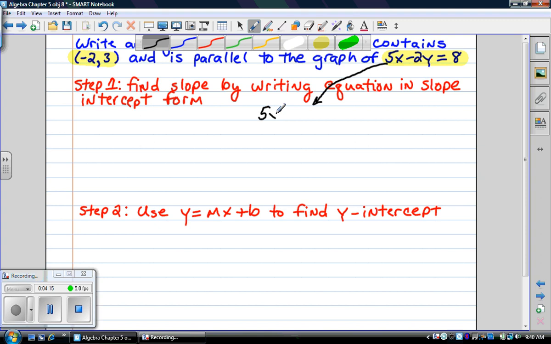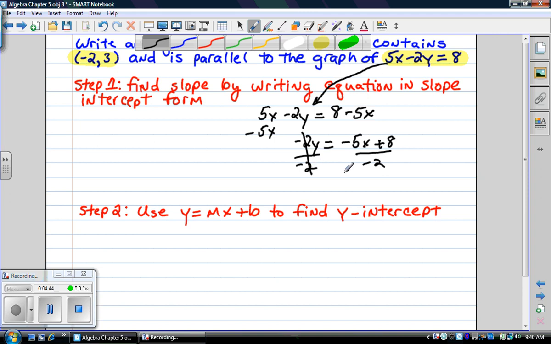So we have 5x minus 2y. That's going to be equal to 8. Solve that equation for y by subtracting 5x from both sides of the equation. When we subtract 5x, we're going to be left with negative 2y. It's going to be equal to negative 5x plus 8. I'm going to divide both sides of that equation by negative 2.